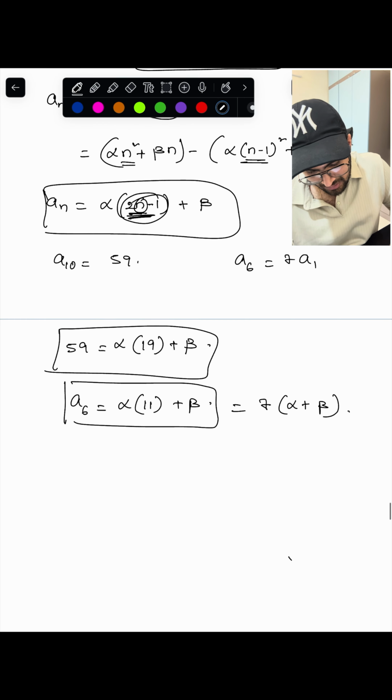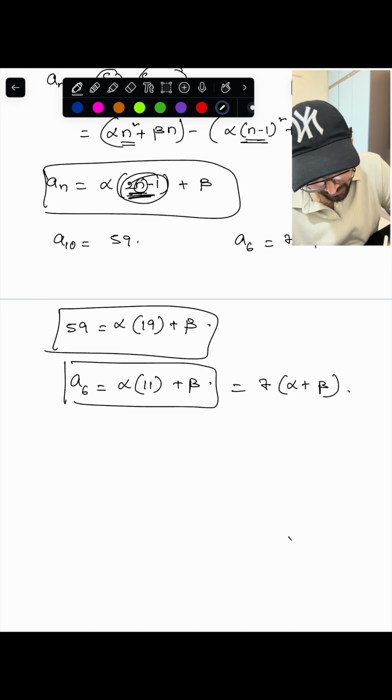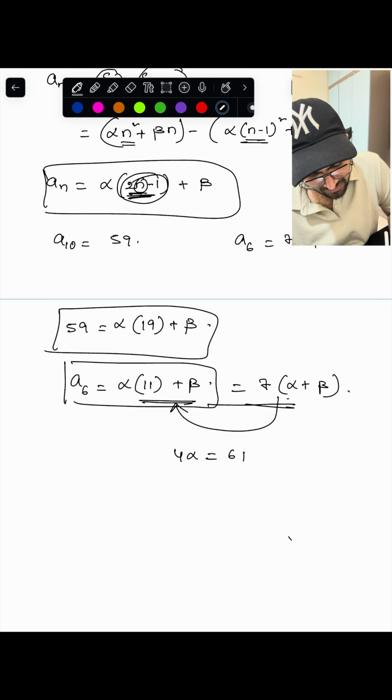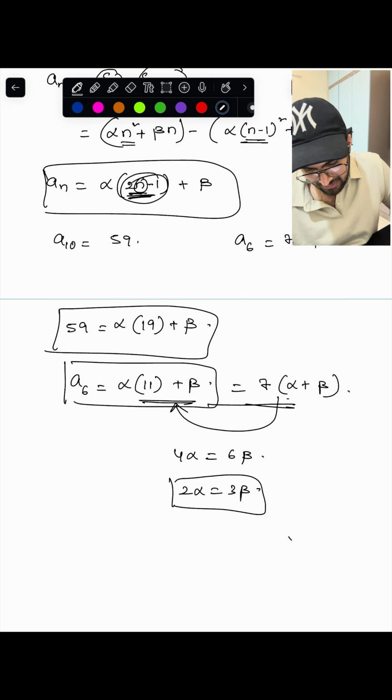Now if you equate these two, what do you have? If you take this to this side, 11 minus 7, how much? 4 alpha equals 7 minus 1, 6 beta. So 2 alpha equals 3 beta. We got the relation between alpha and beta, right?